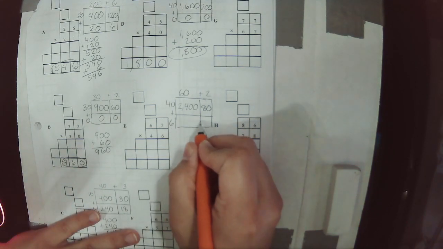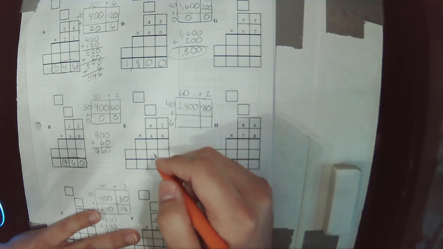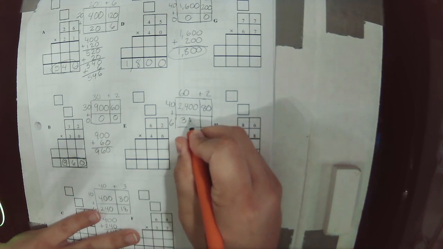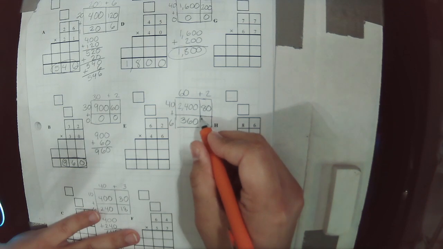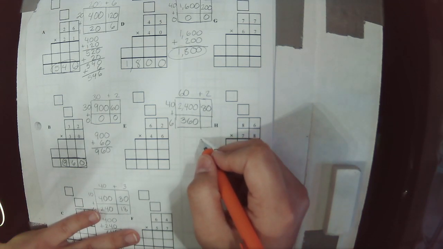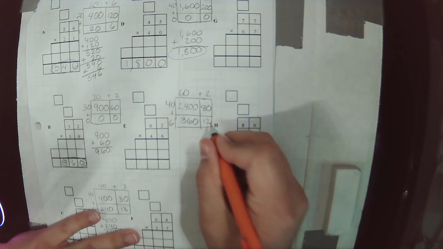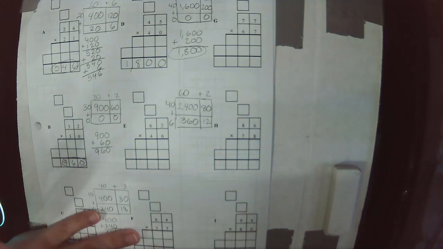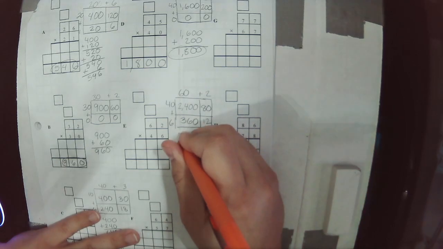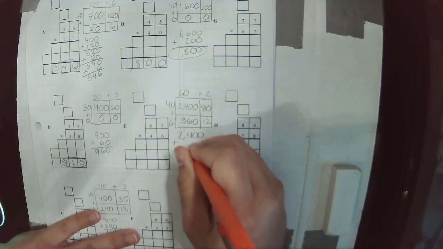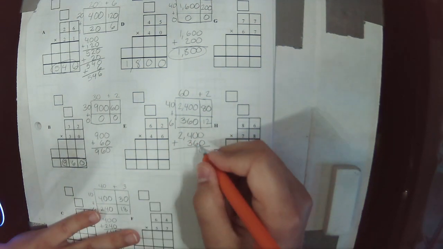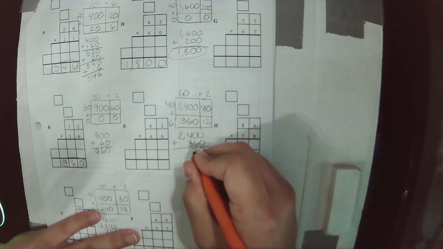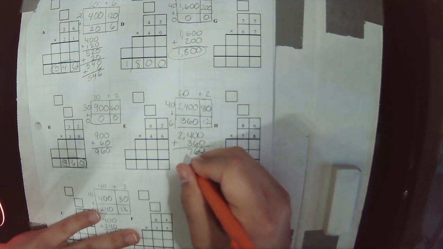Then I've got 6 times 60. My answer would be 360. And I have 2 times 6. My answer would be 12. So let's start adding all these up and let's see what we get. 2,400 plus 360. 0 plus 0 is 0. 0 plus 6 is 6. 4 plus 3, 7. 2 plus nothing is 2.